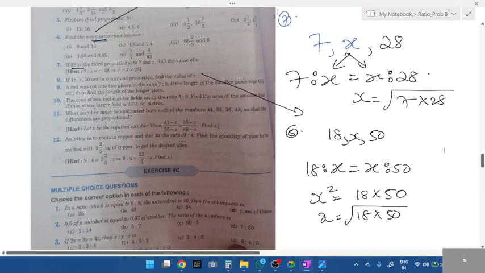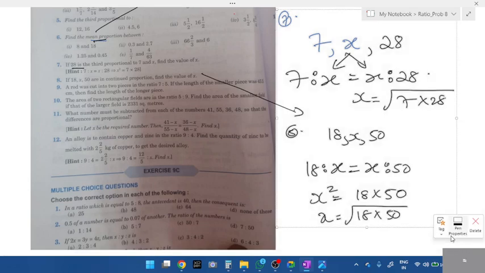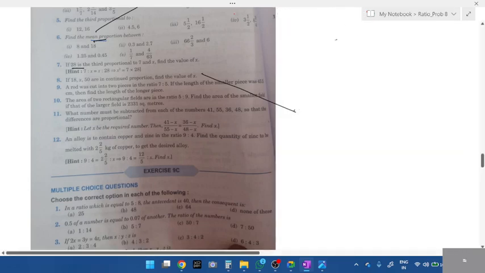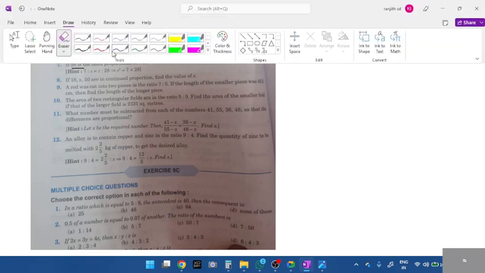Okay, next, ninth and 10th. Look at ninth and 10th. I'll write the equation, calculate later, students. 9. A rod was cut into two pieces. Look at the ratio. If the length of smaller piece, I'll take it as S, is to what is the bigger piece, students? What's the larger piece? Tell me the ninth one.